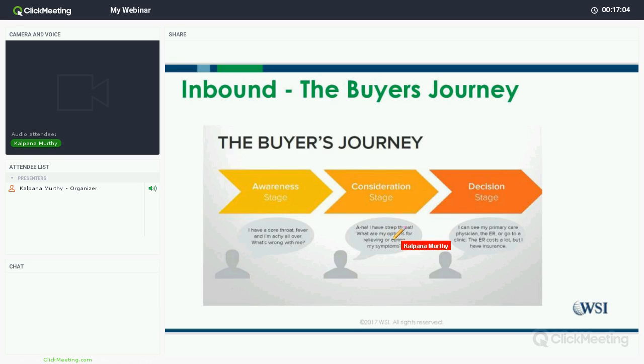Then I'm going to go research on it. These are my symptoms. What's going on? So symptoms look like maybe I have strep throat, right? So what are my options for relieving, for curing my symptoms? And then, I look for the decision stage.